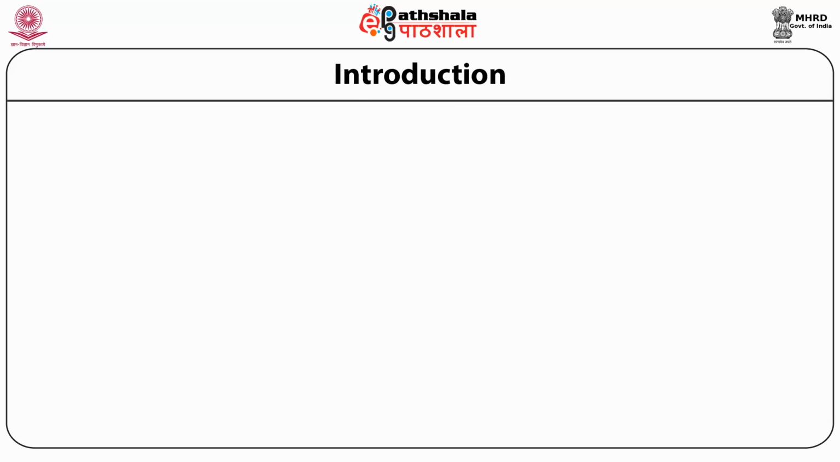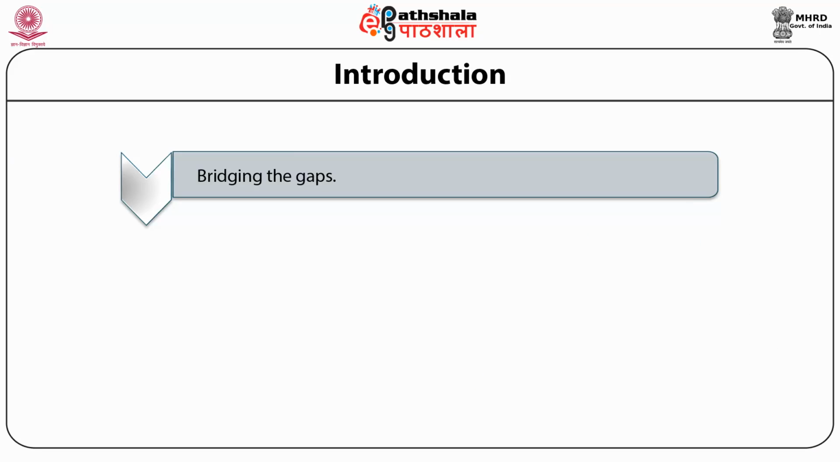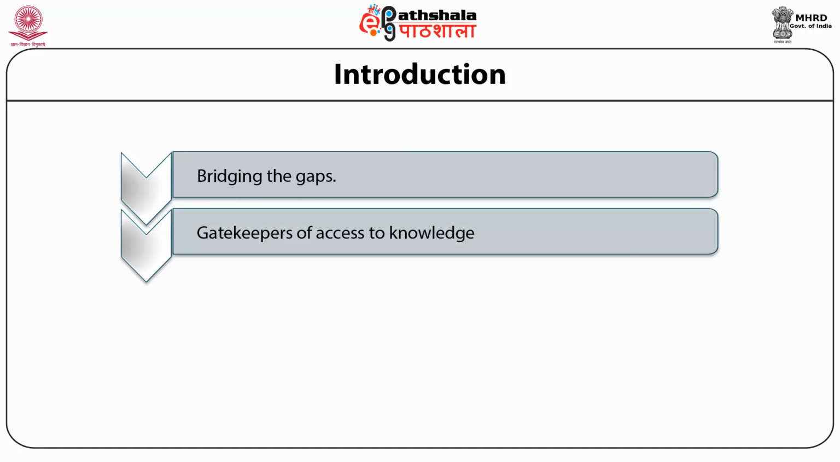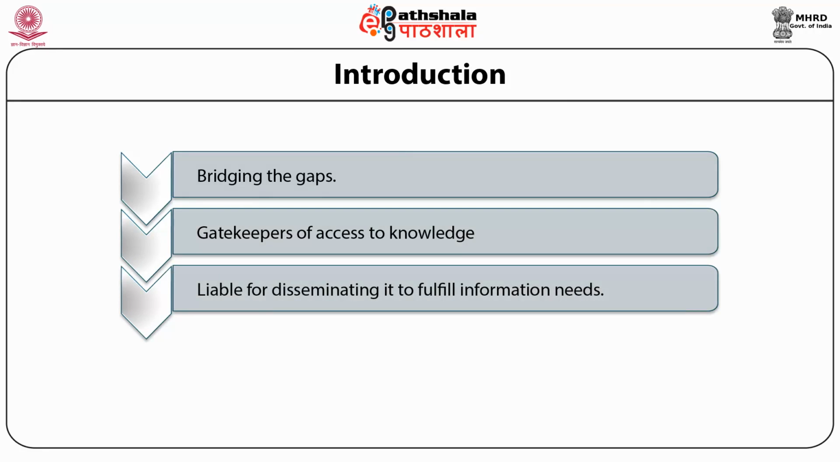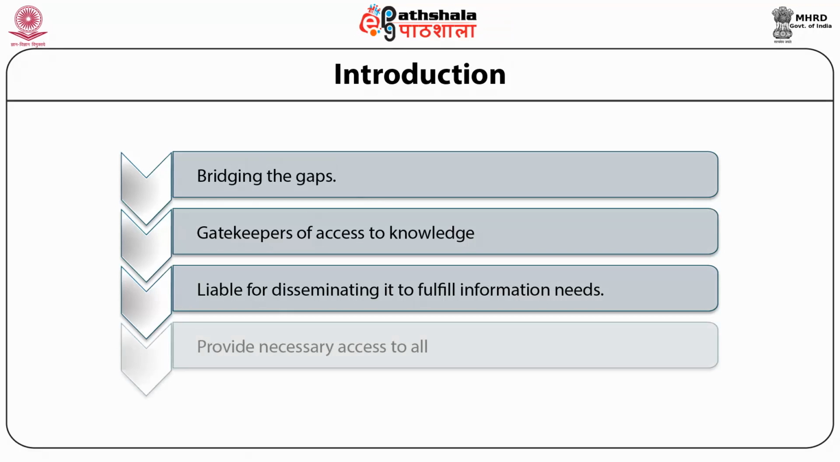Libraries are essential in bridging the gaps that information seekers from various backgrounds may have. They are seen as the gatekeepers of access to knowledge and are liable for disseminating it to fulfill information needs. They can provide the necessary access to all of the information from both within and outside an information seeker's field. Through the years, people of all professions have been searching for information needed for various reasons. In the past, this has been done through books, magazines, journals, conferences, and meetings, to mention a few sources.